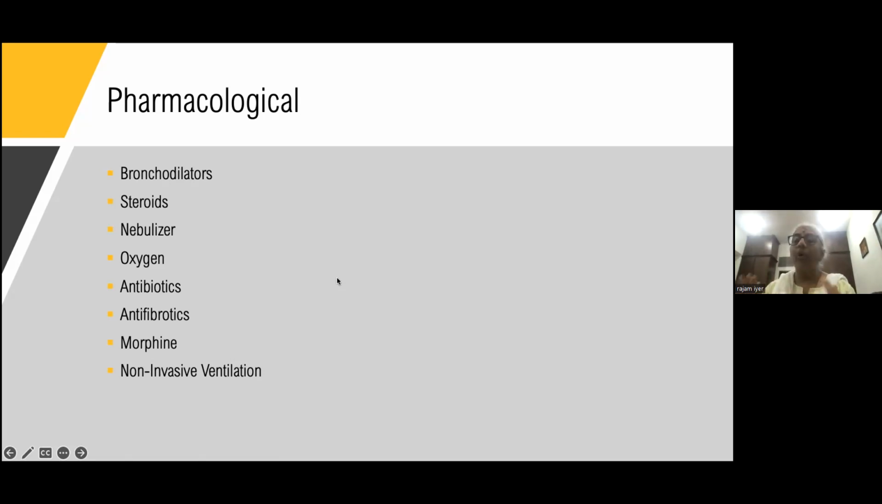Please do not give oxygen to all breathless patients. Please be selective. Try non-pharmacological measures, or give the oxygen only if the saturation is low. Okay. And then comes the beauty of morphine.